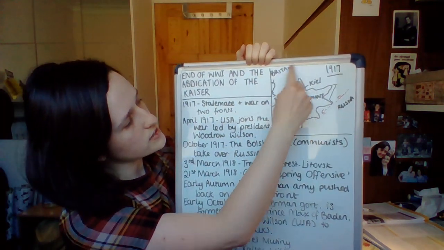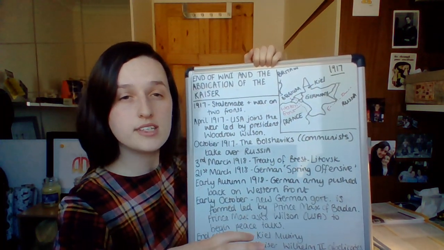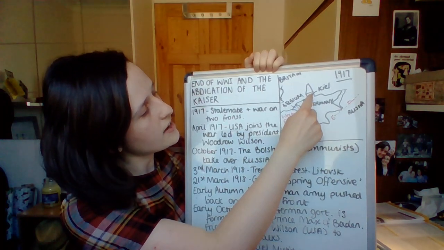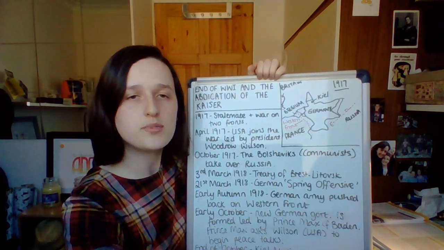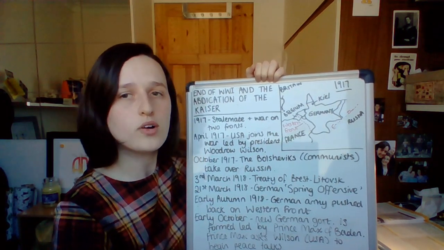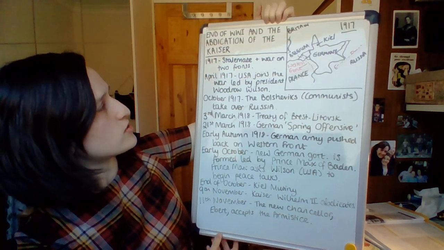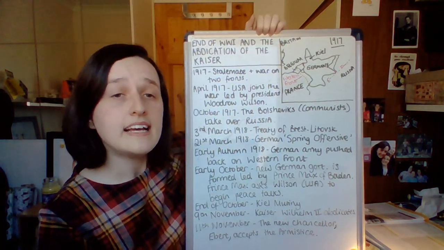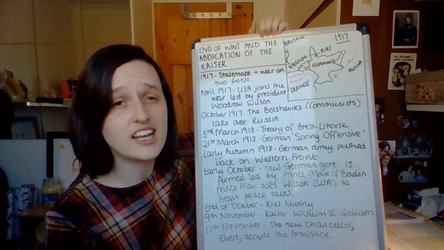Now, I said earlier that Britain had been blockading Germany. Kiel is a place where the German Navy was situated, and it was a key area, strategy-wise, for the Germans to fight back against the British Navy to try and stop the blockade continuing. And at the end of October, they are given orders to go to sea and to fight the British Navy.